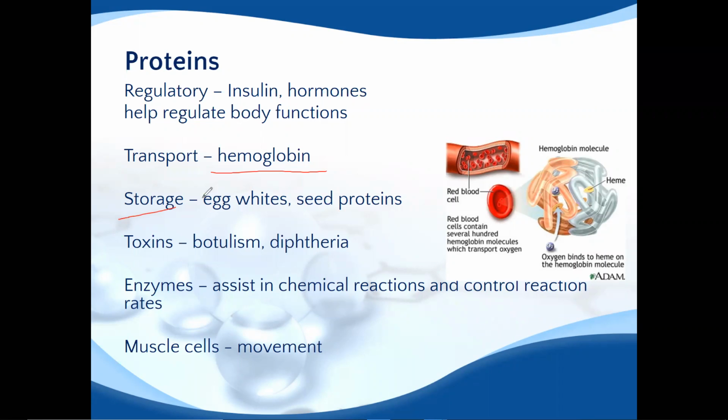Some things are storage proteins, like egg whites and seed proteins, which store nutrients for little growing organisms. There are some proteins that are toxic, like botulism toxin and the diphtheria toxin. There are some proteins that act as enzymes, so they're basically proteins with a job. They assist in chemical reactions and control reaction rates. And then there are muscle cell proteins that assist with movement. So again, we have a bunch of different things that proteins can do. Our entire body is basically made up of them.